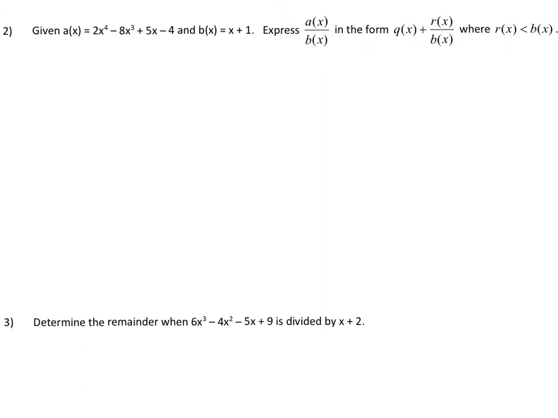Okay, number 2 is pretty much the same thing as number 1. All they're asking you to do, they give you an expression and they give you another expression and it says express a of x divided by b of x. So they're just saying take this and divide it by that. And when they say to express it in this form, all they're telling you is that you're going to be left with a quotient plus some remainder over what you were dividing by. So let me just show you what I mean.